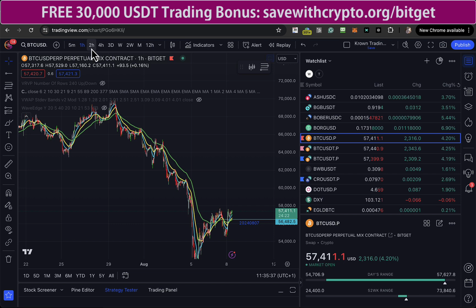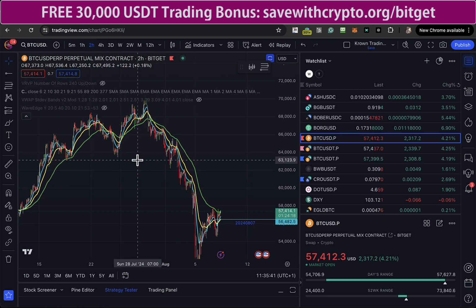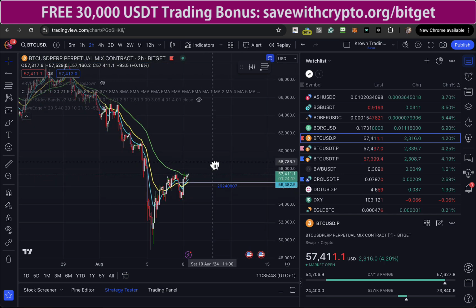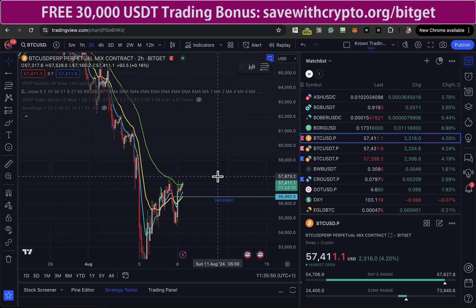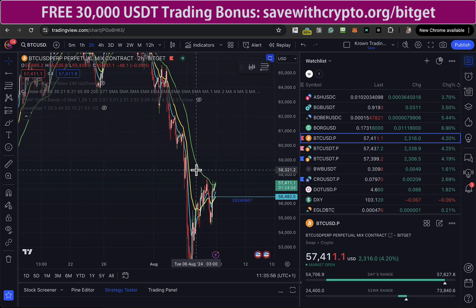But you go to a higher time frame still, like the 2 hour, you can see here that the yellow hasn't crossed the green, but it's starting to head that way, and even more importantly, the cyan is now above the yellow, so it does sort of signify the fact that this trend here might be changing.